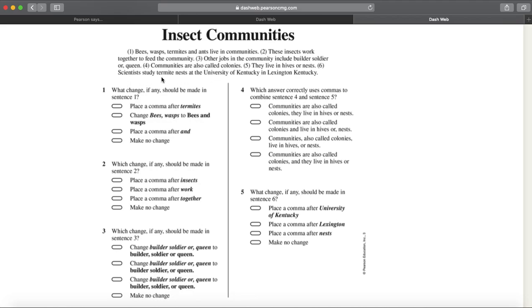What change, if any, should be made in sentence number 6? Scientists study termite nests at the University of Kentucky in Lexington, Kentucky. So, this is the name of the state. We said before we should put a comma. So after the name of Lexington, we should put a comma. Which one is correct: first, second, third, or fourth? The second.